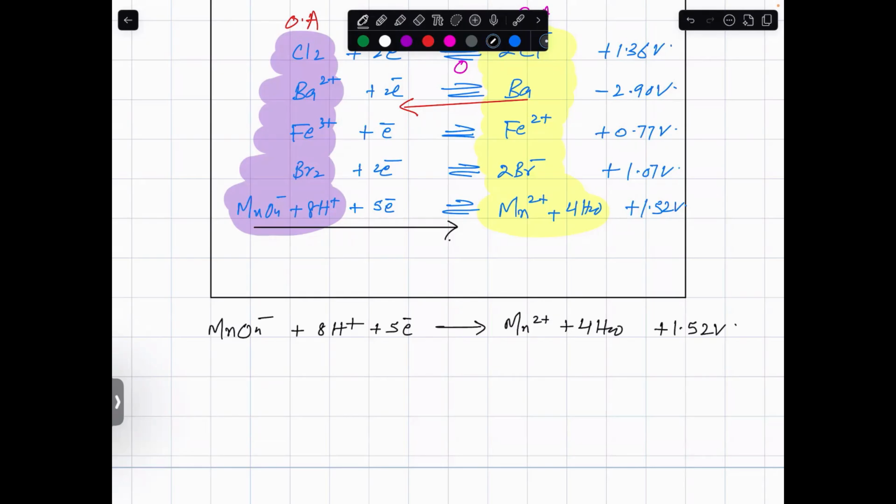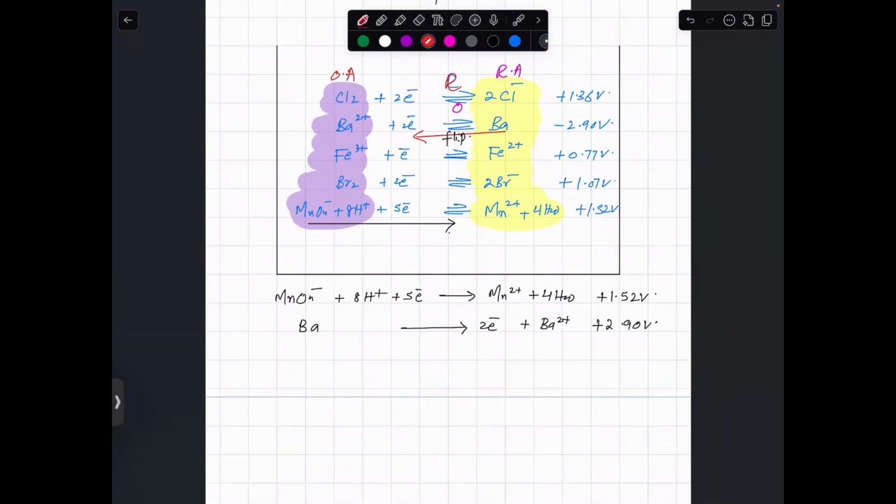You will flip the other one. When you flip it, it will lose electrons, making what? Barium ion. When you flip it, you change the sign, so it becomes this much. Flip and change its sign. Now, if I want to construct the overall equation, I have to balance the electrons. What am I supposed to do? I will multiply this by 2 and I will multiply this by 5. So what will happen?